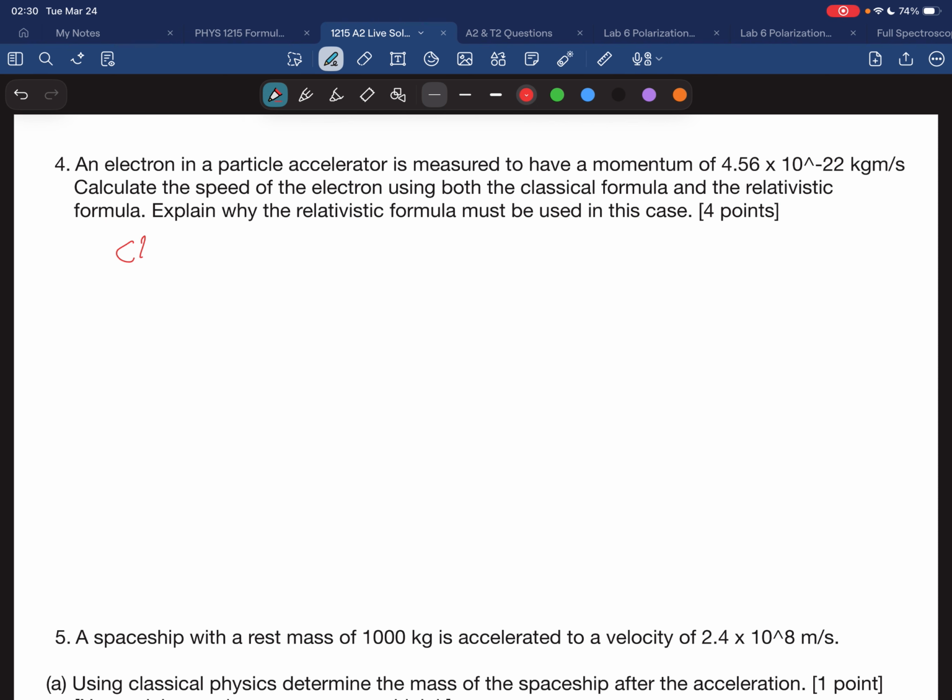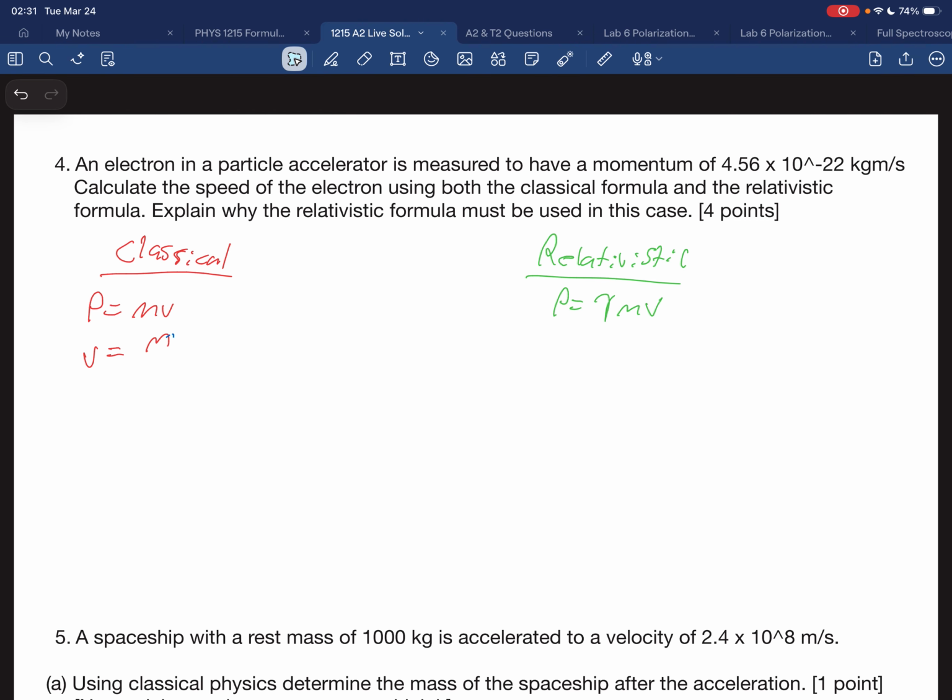So I'm going to do classical on the left and relativistic on the right. Momentum equals mv and momentum equals gamma mv. So there we go. There are our 2 equations here. Let's quickly do classical first. I'm going to rearrange this for velocity. So that is the other way around.